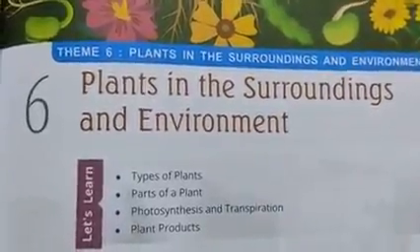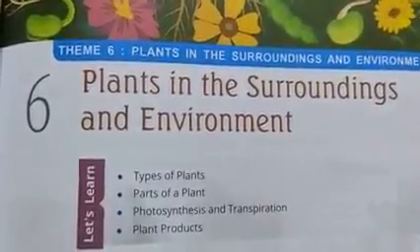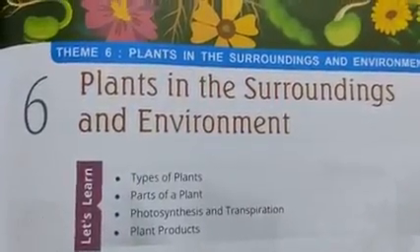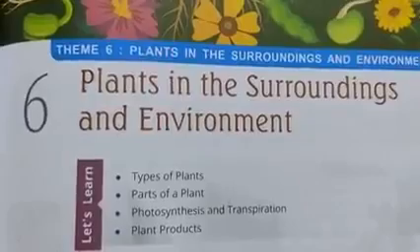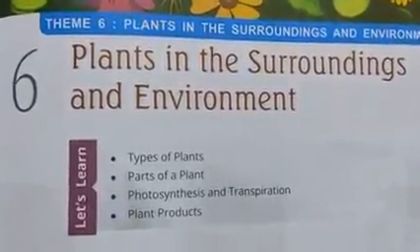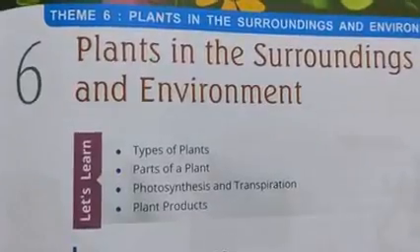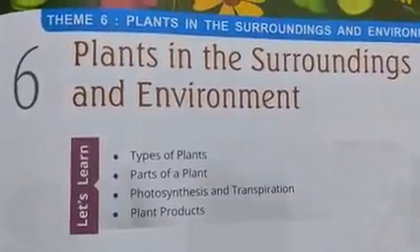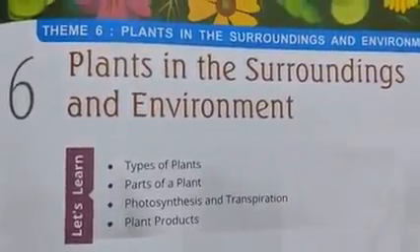Today we will study the 6th chapter of Class 4 General Science, Plants in the Surroundings and Environment. In this chapter, we will learn about the types of plants, parts of a plant, photosynthesis and transpiration, and plant products.